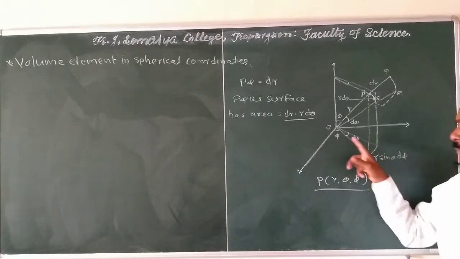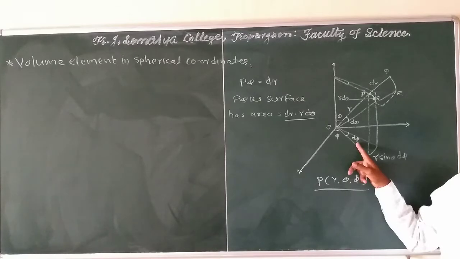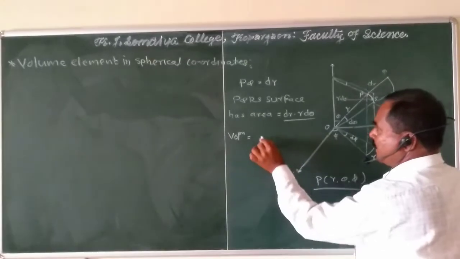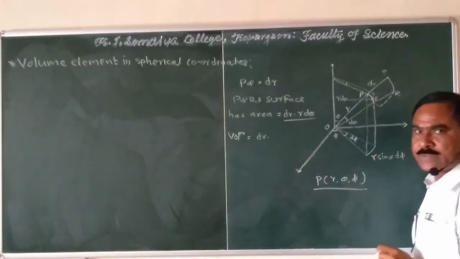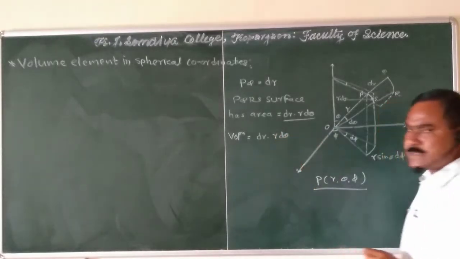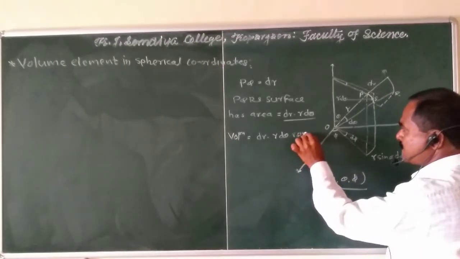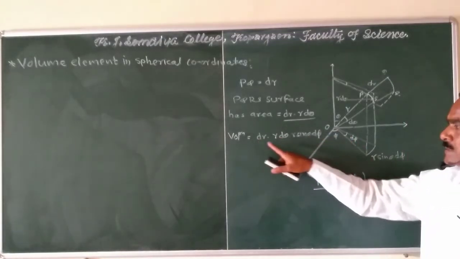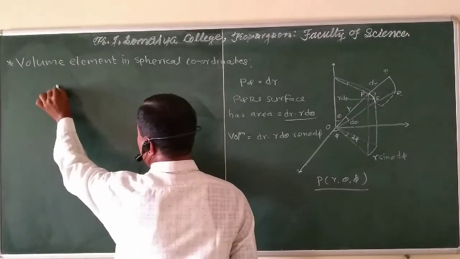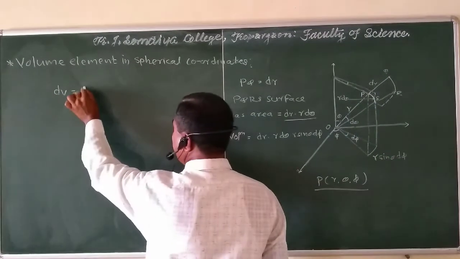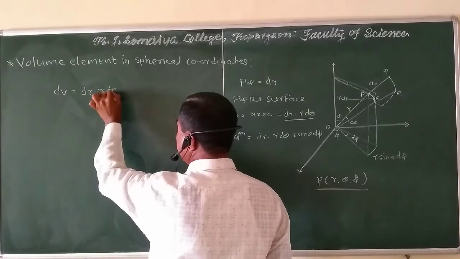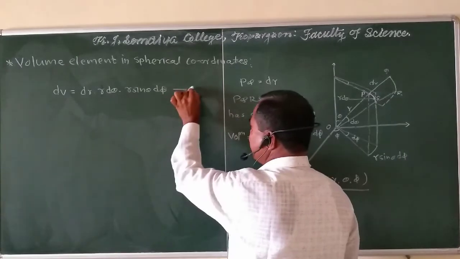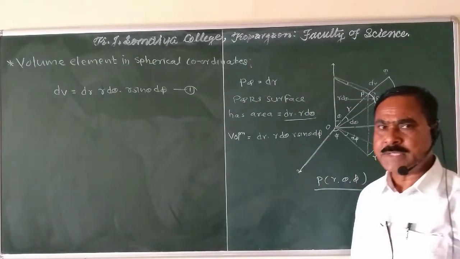That means when an increment to phi is given by d phi, then volume is traced, and this volume is equal to dr, this is one side, then r d theta, this is second, and then r sin theta d phi. So this is the volume element, dV equal to dr, r d theta and r sin theta d phi. This is equation first.